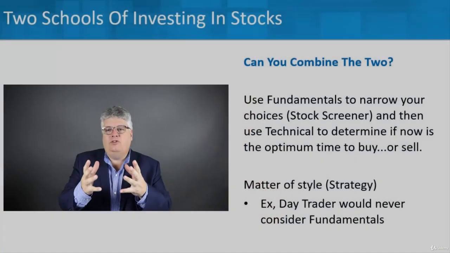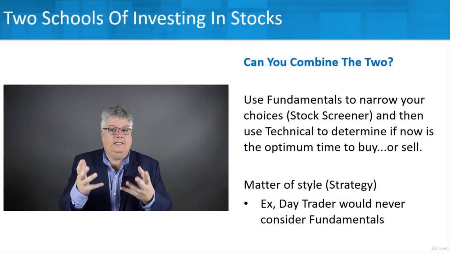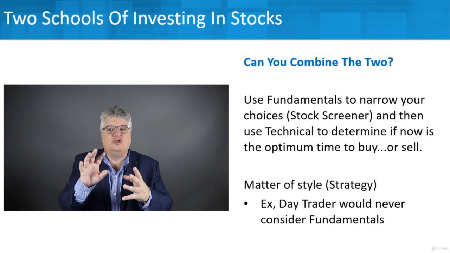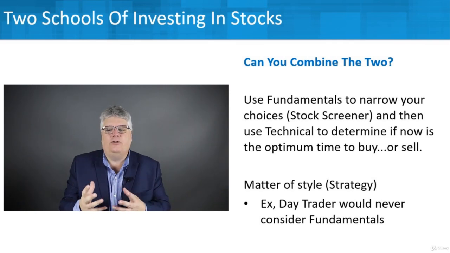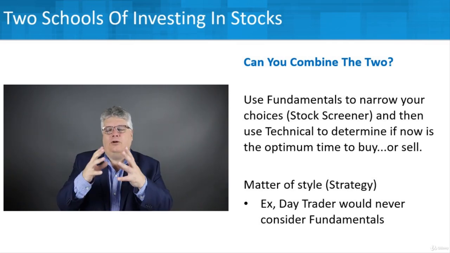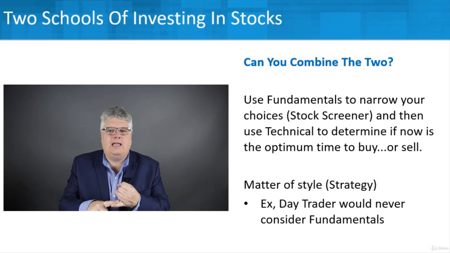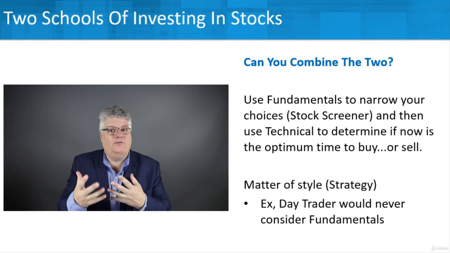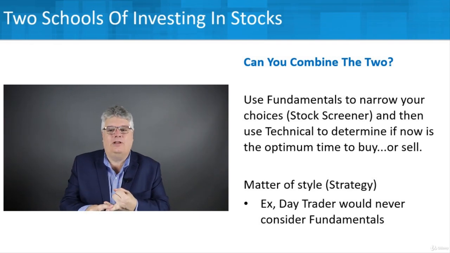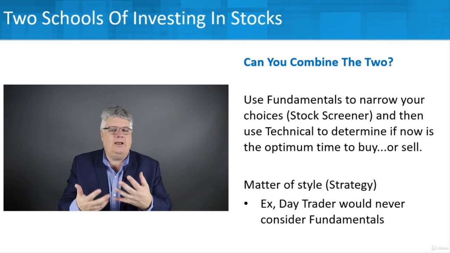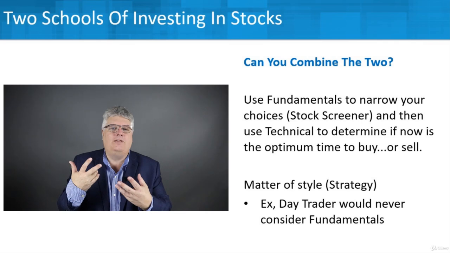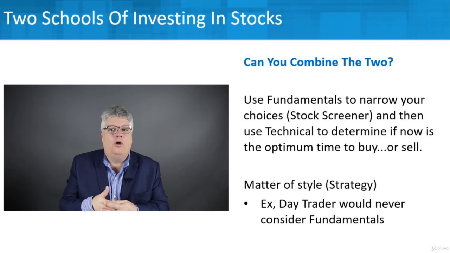And one way I would do that, or people do, is they might use fundamentals to narrow their choices of stocks. They might use some of these things as a screener, like a stock screener, to narrow down their choices. Or they narrow their universe down by, I'm looking at growth stocks, or I'm looking at stocks in the electric vehicle sector only, because I believe in that sector, that's more of a feeling or a belief. I believe in the sector of electric vehicles. And then they'll use technical type information to determine if now is the optimum time to buy or maybe when to sell.